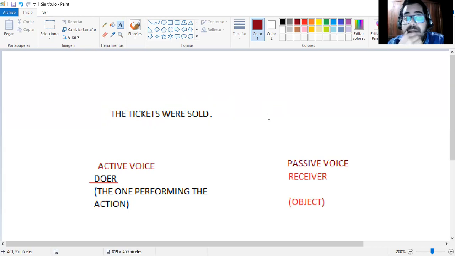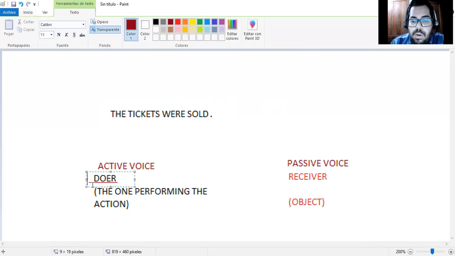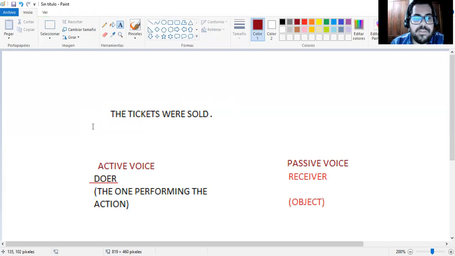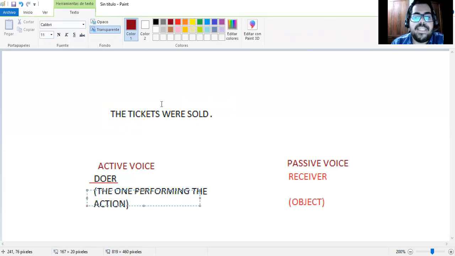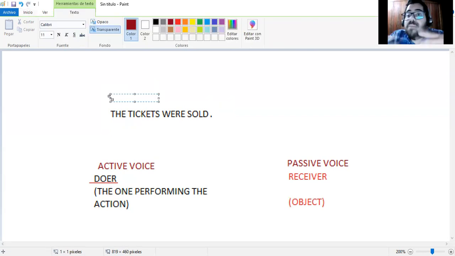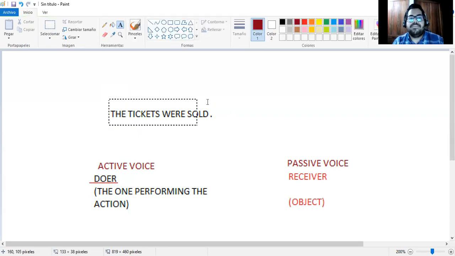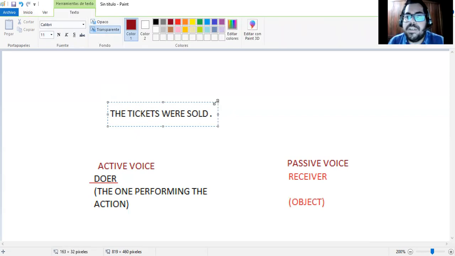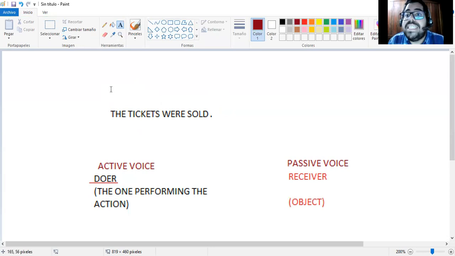Well, guys, in this case, we have to invent the doer. Okay, teacher. Yes, we have to invent the doer, the one performing the action. Remember that the tickets were sold. This is passive voice. We're going to create an active voice sentence, a normal sentence. Remember, we need the doer. Where is the doer in here? Where is it? We don't have it. Okay, teacher, so what do we do? We have to invent it.